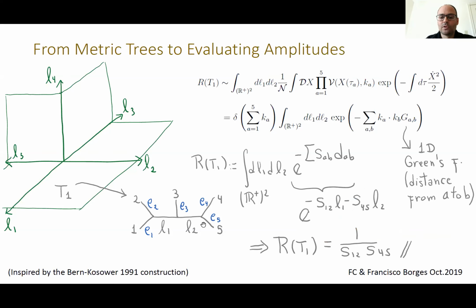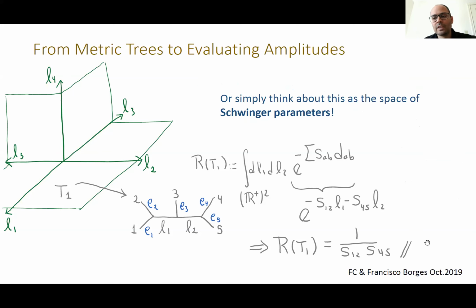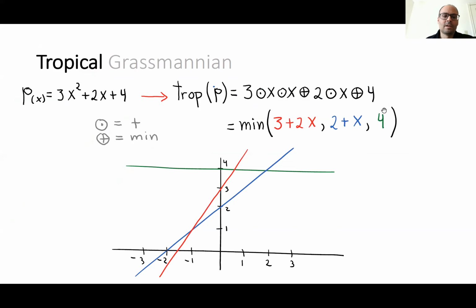Now, evaluating this for this diagram is fairly simple, and this is what you get, and this integral turns out to be the standard value for the Feynman diagram that we usually give. Now you can forget about everything that I told you, if you wish, and think that this space is nothing but the space of Schwinger parameters.